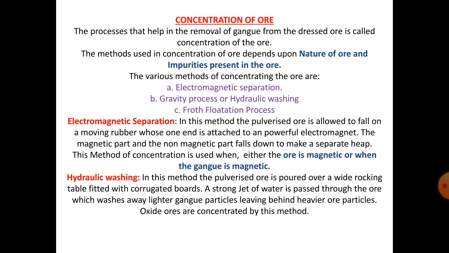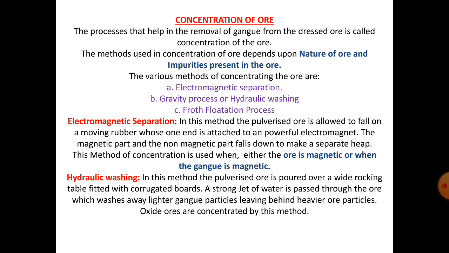The next method is hydraulic washing. In this method, the pulverized ore is poured over a wide rocking table fitted with corrugated boards. The finely powdered ore is placed there, and a strong jet of water is passed through the ore. Now, the lighter gangue particles get carried away by the water and get removed, whereas the heavier ore particles remain behind. Now the question is, what type of ores are concentrated by hydraulic washing? The answer is oxide ores. An example is Fe2O3 or hematite. Iron ore is an example which is concentrated by hydraulic washing.